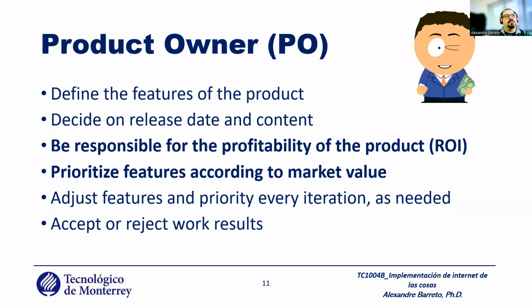The rules. The first one is the product owner. The product owner defines the features of the product. Okay, it's the PO that defines the features of the product, decides on the release date and the content. But more important, is responsible for the profitability of the product, the ROI, and prioritizes the features according to market value. The PO is a person in the team, okay, part of the team that's responsible for the user or the client's desire or the client's interest inside the project.